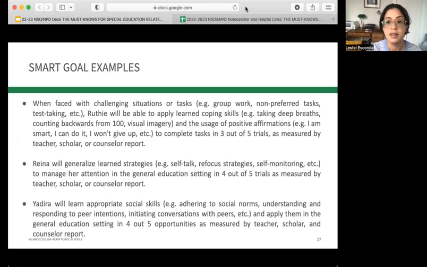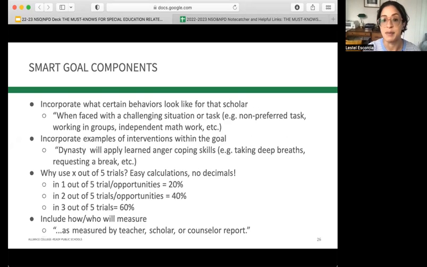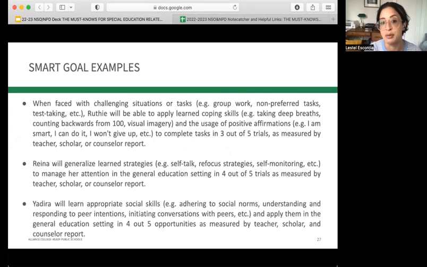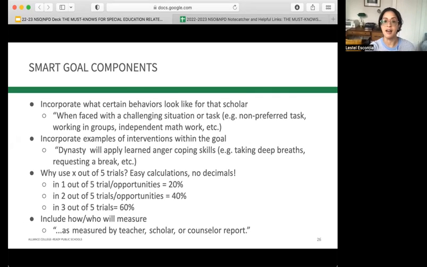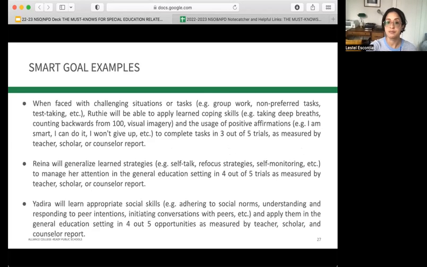All right, so these are some examples of SMART goals. I'm just going to be quiet for about 3 minutes or so and just take those 3 minutes to review these goals and reflect on whether these meet the criteria that we just discussed in these slides. So are they specific, measurable, attainable, achievable, relevant, realistic, and time-bound? And do they include these components within them? So just take about 3 minutes to reflect on that.